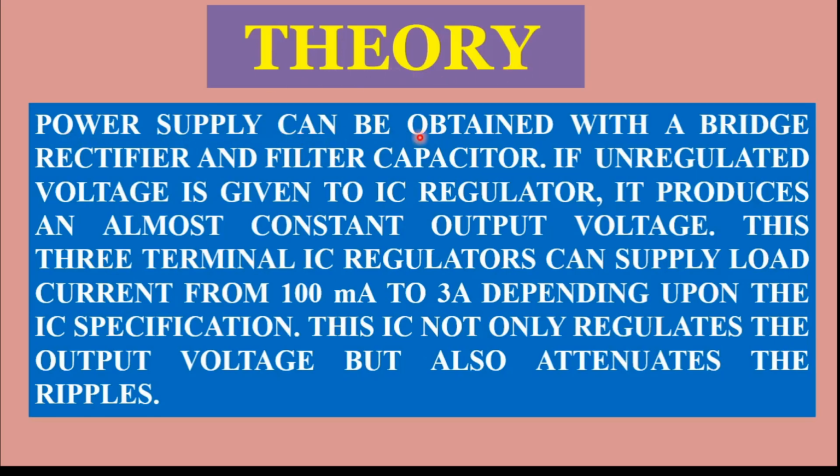Power supply can be obtained with the help of a bridge rectifier and filter capacitor. If unregulated voltage is given to the IC regulator, it produces an almost constant output voltage. These three-terminal IC regulators can supply load current from 100 milliampere to 3 ampere depending upon the IC specification. This IC not only regulates the output voltage but also attenuates the ripples in the output section.